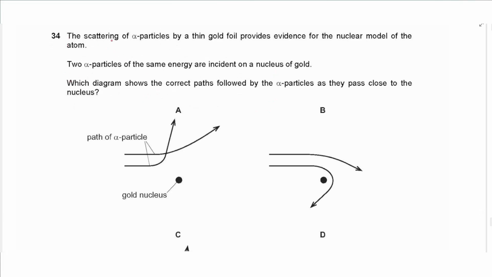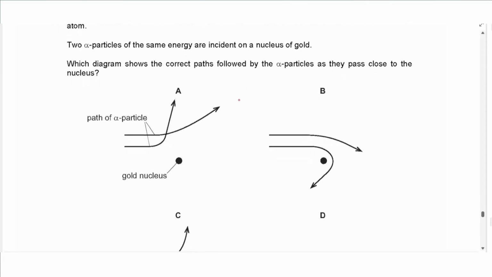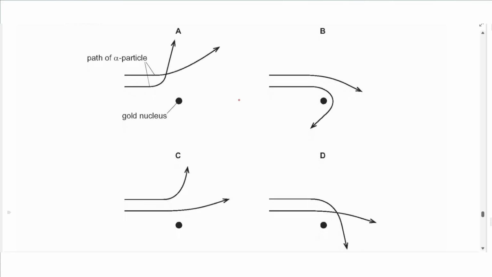Question 34 says, the scattering of alpha particles by a thin gold foil provides evidence for the nuclear model of the atom. Two alpha particles of the same energy are incident on a nucleus of gold. Which diagram shows the correct path followed by the alpha particles as they pass close to the nucleus? The nucleus is positively charged and the alpha particles are also positively charged, so they would repel, they would not attract, so B and D are incorrect. But the repulsion increases when the distance between the alpha particle and the nucleus decreases, so the one closer to the nucleus would experience more deflection or more repulsion, so the answer is A.